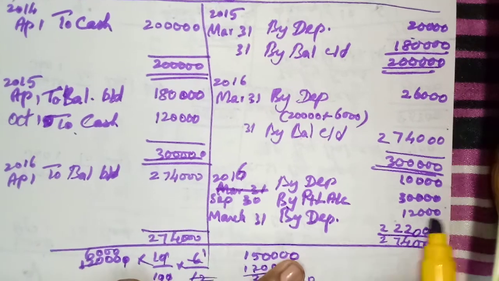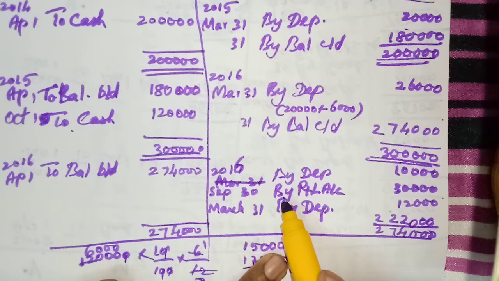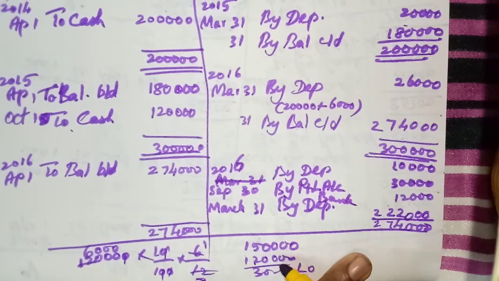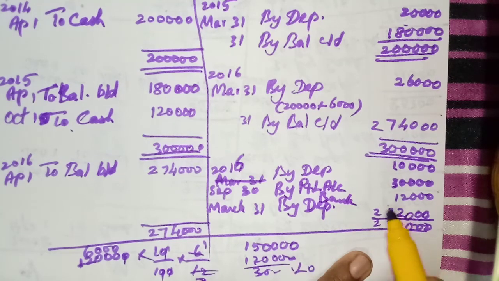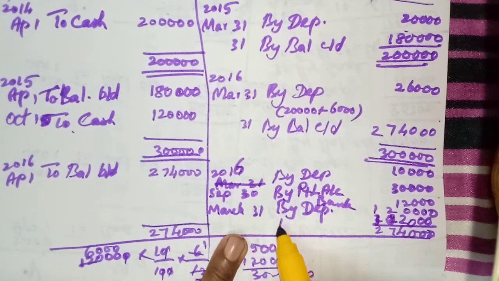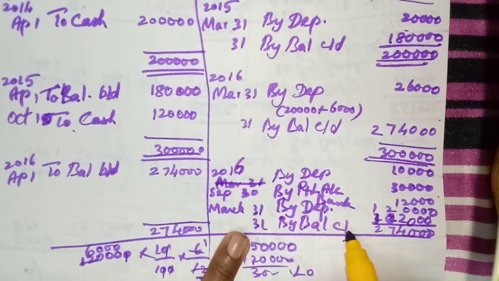No, we didn't write one amount, isn't it? In September we sold that one. So by bank account, 1,20,000. How much are we selling for? For rupees 1,20,000. So the balance will be 1,02,000. Okay, 1,02,000. 31 by balance carry down.